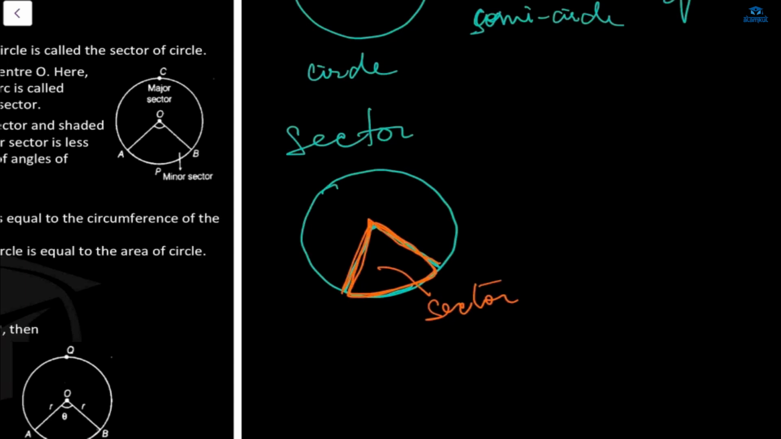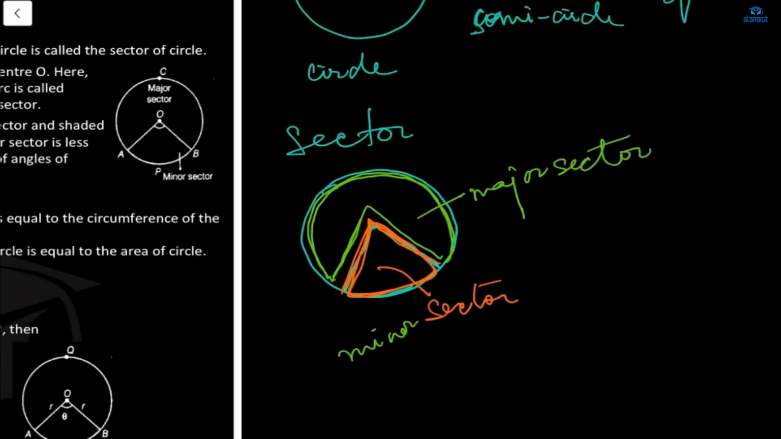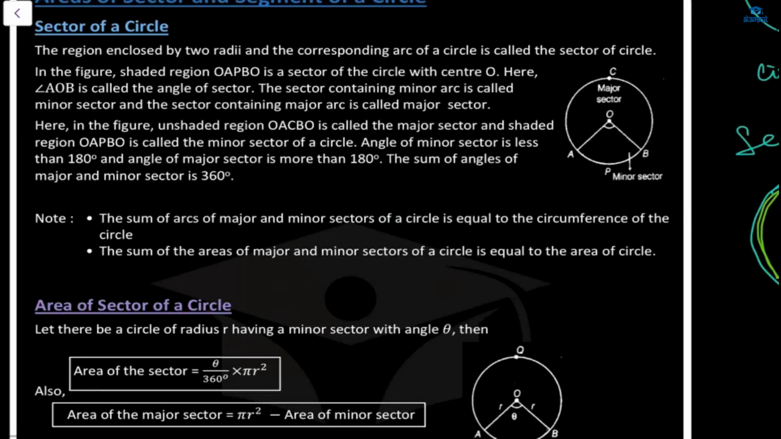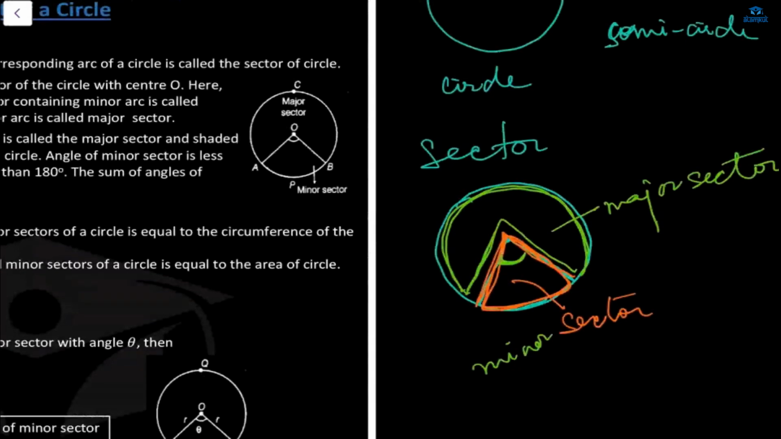Now this one is also a sector, because this area is also between two radii, this radius and this radius, and the arc. But you can see here this is the smaller arc, so we call it the minor sector, and this one the major sector. If it is not mentioned in your question which sector, you will always opt for the minor sector. If it is mentioned as minor sector or major sector, then only will we go for that. If it is not mentioned, always go for the minor sector. Now the angle that is made at the center is called the angle of the sector.